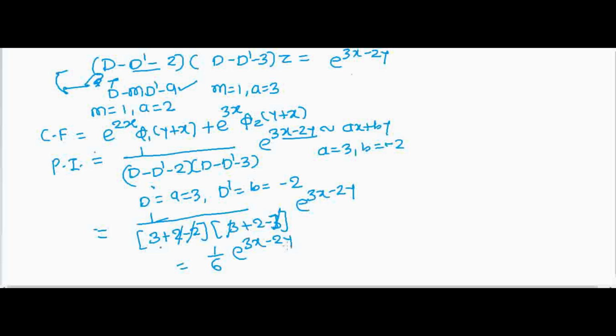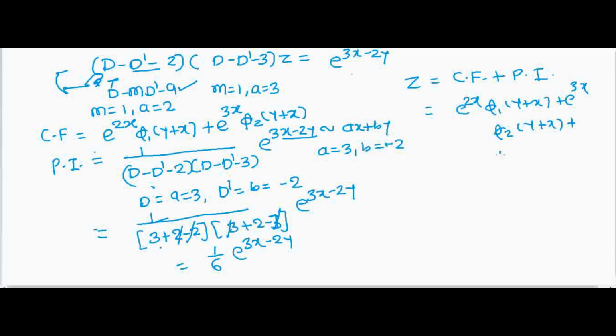Hence, the complete solution consists of two parts as we have discussed. Z is equal to complementary function plus particular integral. Then the complementary function is e raised to 2x phi 1 of y plus x plus e raised to 3x into phi 2 of y plus x, plus the particular integral, 1 divided by 6 into e raised to 3x minus 2y. This is the solution of this equation.